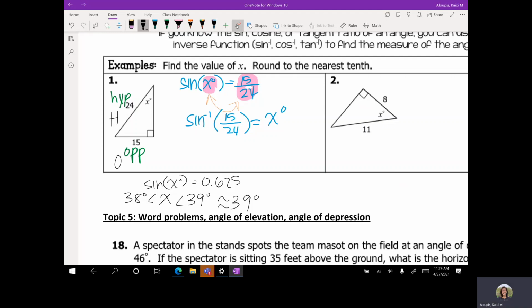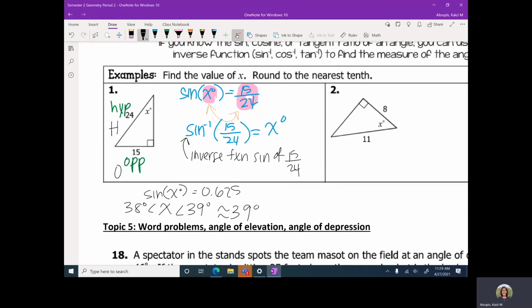So here, this right here is the inverse sine of 15 over 24. And that is how we'll solve for the angle. And I'll show you how to do that on my laptop.